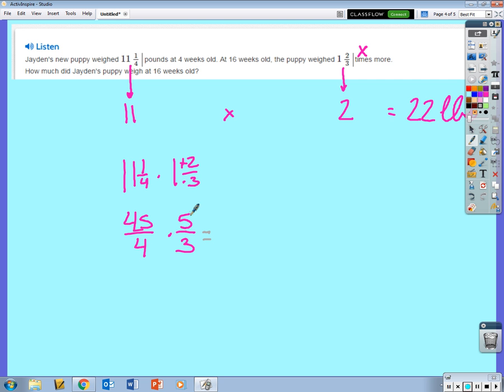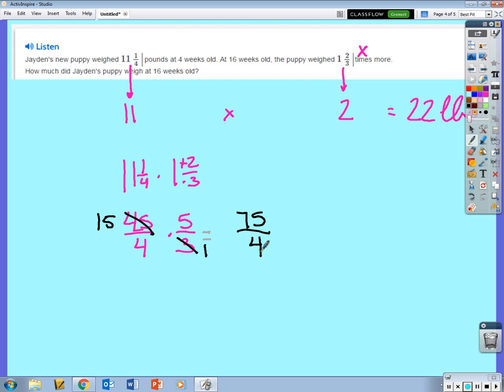5 and 4 have no common factors. I'm looking for some cross reduction. Can't cross reduce there. 3 and 45 do have a common factor, and it is 3. So 3 goes into 3 once. 3 goes into 45 15 times. I go 15 times 5 gives me 75. 4 times 1 is 4.